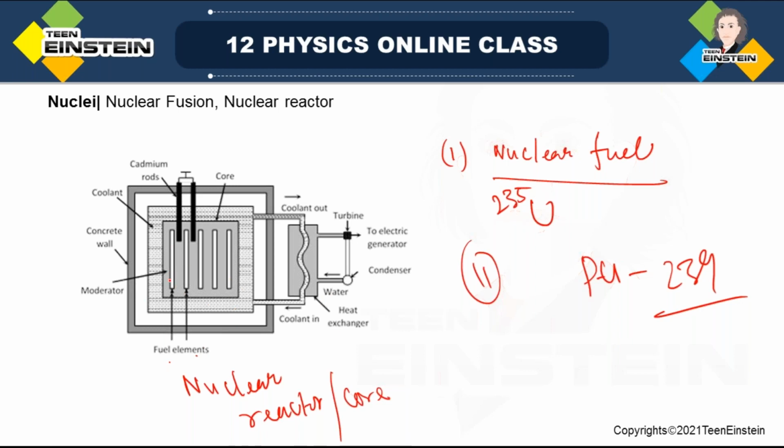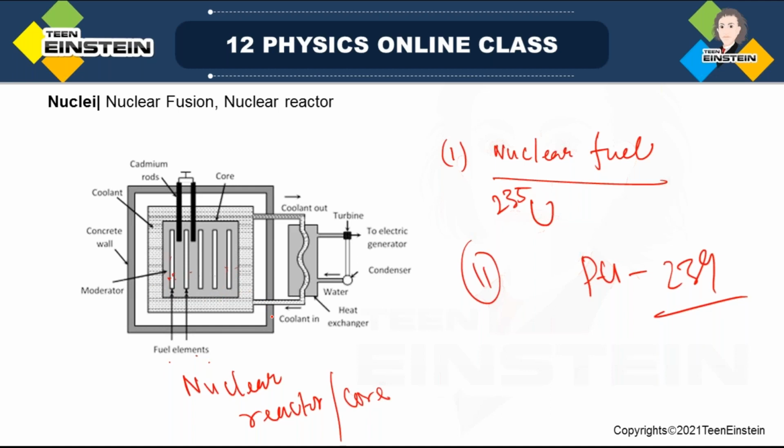See, this is one rod, this is another rod, these are another rod. So fuel elements are these. Okay, so these are the rods, fuel rods. These are made of maybe either uranium or some other fissionable material. So these are the rods, and these are also fuels of the nuclear reactor.